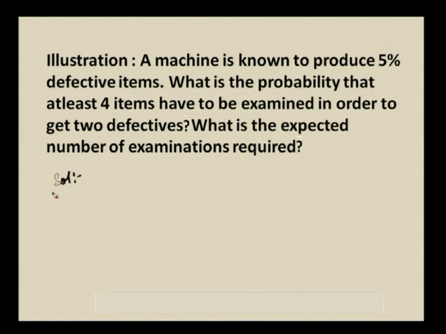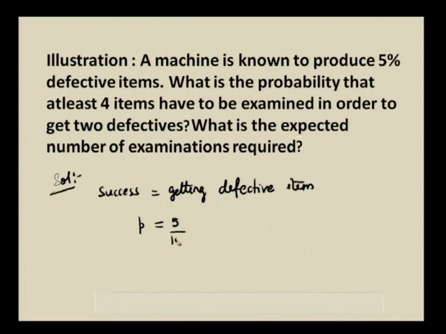Solution: a machine is known to produce 5% defective items. So, success is considered as getting a defective item. We should always fix up the success, defective item, then only we can talk about the failure. So, in order to produce 5% defective items means p, the probability of success, is 5 by 100, which is equal to 0.05. What is q? Q is equal to 1 minus p, which is also equal to 1 minus 0.05 is equal to 0.95.